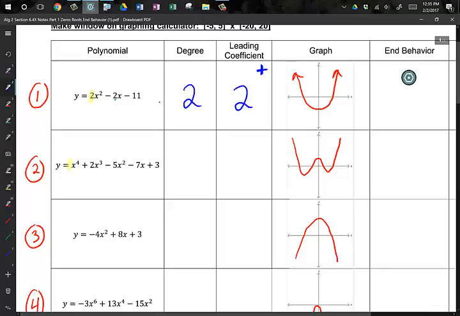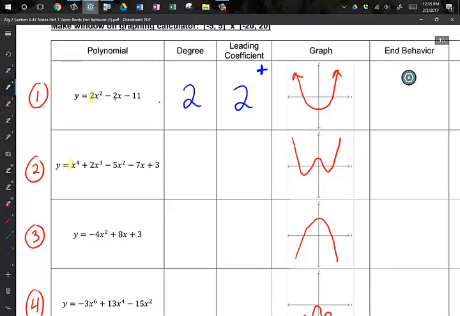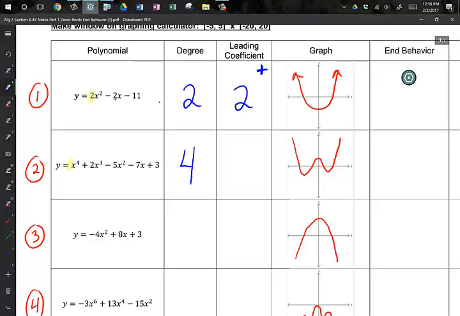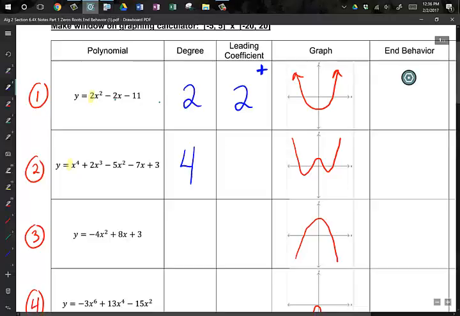It was really good. Row 2. What is your degree? What is the number on the x to the 4th? 1. Okay, so we got a 4. Degree is 4. What is the leading coefficient, the number in front of the x to the 4th? 1. Invisible 1, and would we all agree that is positive? Please put a plus there. It's going to make a difference later, trust me.